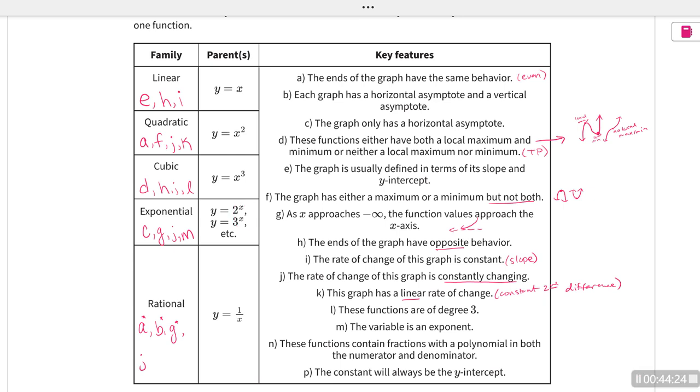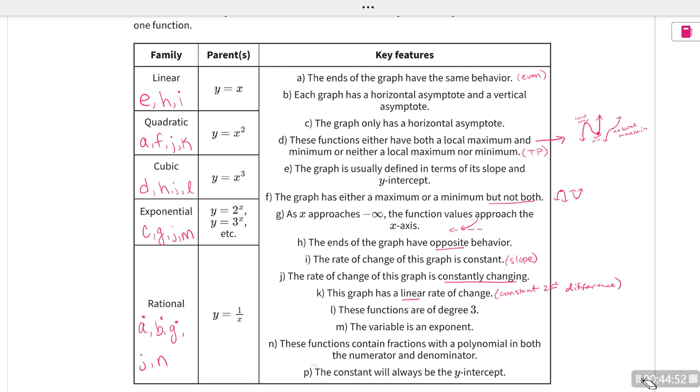Let's go down to N. These functions contain fractions. So we're thinking rational already, with a polynomial in both the numerator and denominator. So polynomials, remember, a polynomial can be a constant number. So this is true for N. No asterisks at all, right? A polynomial doesn't have to be a variable. Just like this, 1 over x. So that is a rational function.